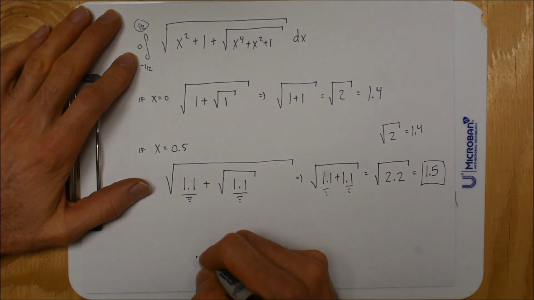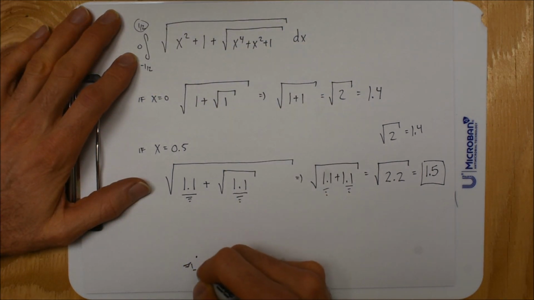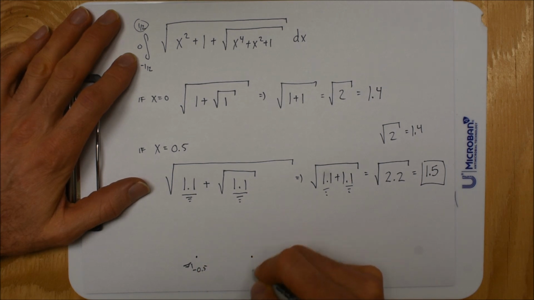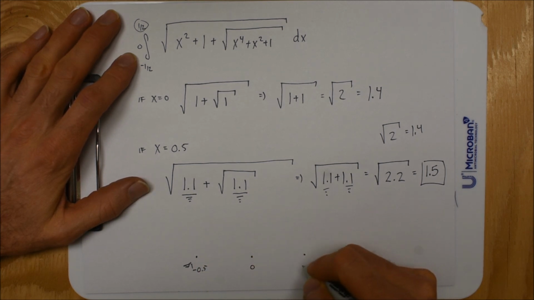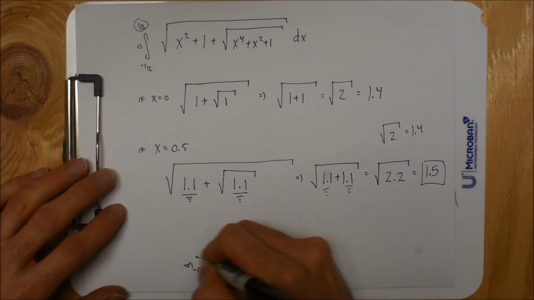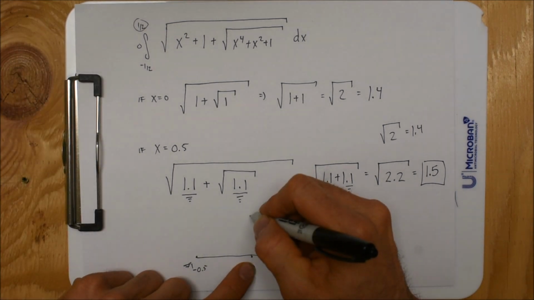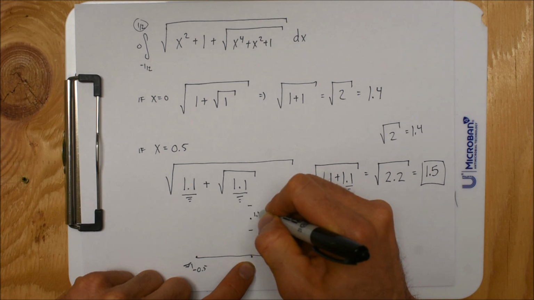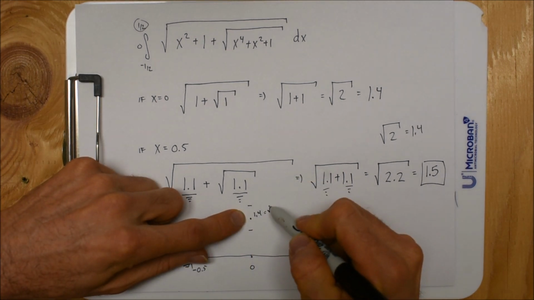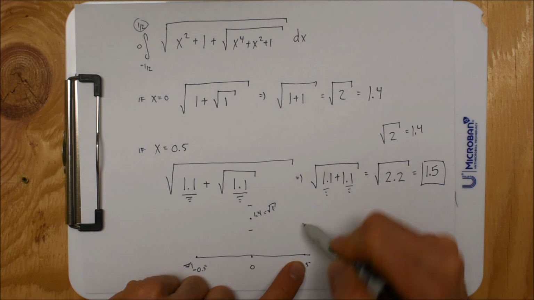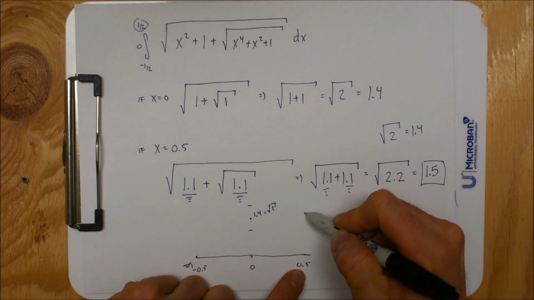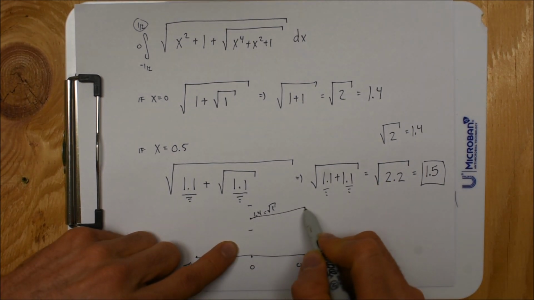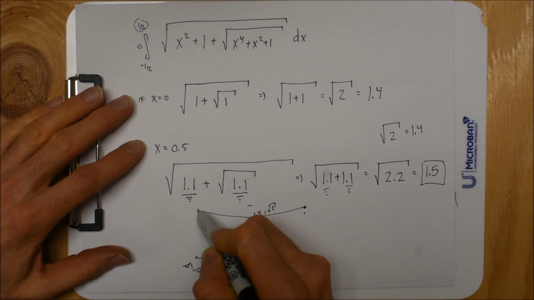So now you do your graph from negative 0.5, 0 to 0.5. And guess what the height is here? This is 1, this is 2, so it's like 1.4, square root of 2. And what's the height over here? Well, it's 1.5. It's a little bit higher. So you have a little bit higher over here and a little bit higher over here.